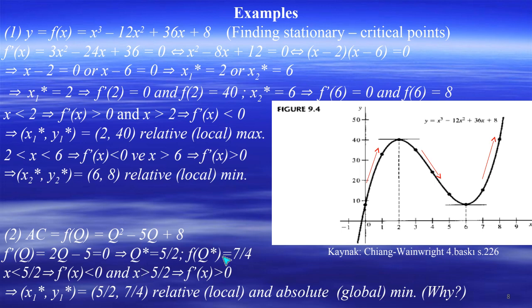So this point, Q star, f of Q star, 5 over 2, 7 over 4, is a local minimum, relative or local minimum, the bottom of a valley. You see? But it is also a global minimum. Why? Just think about it. It is because of the U shape of the function.